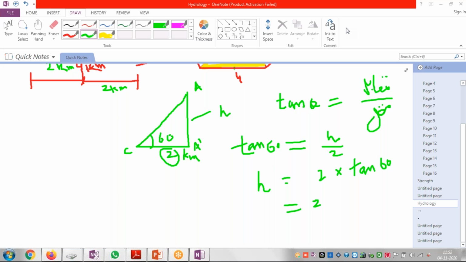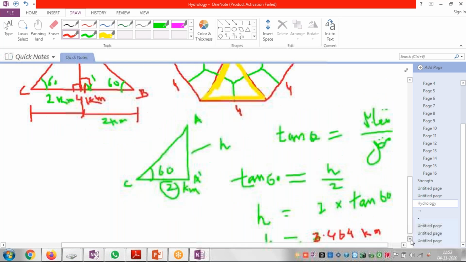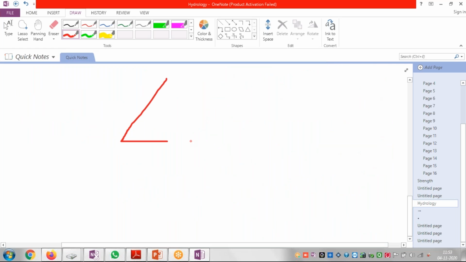It means the height is how much? This height is 3.464. And what would be the unit? Kilometer. Now, once I know this height, I can find out the area of this triangle.